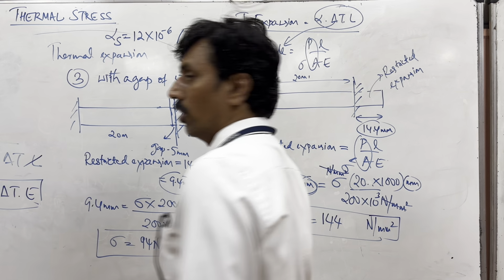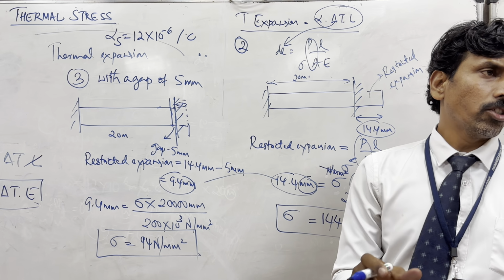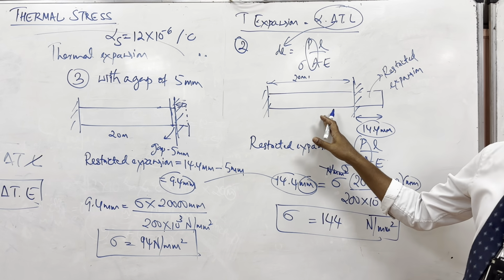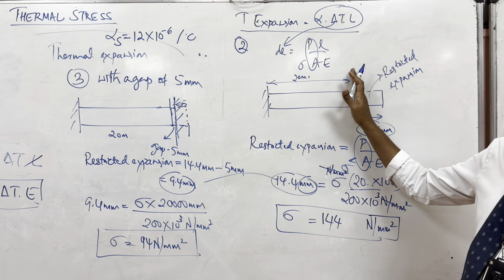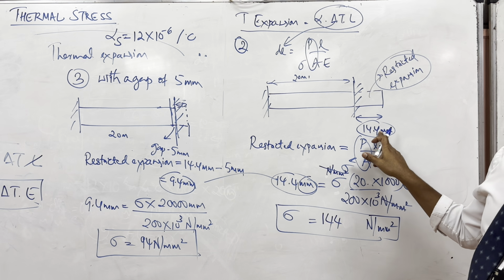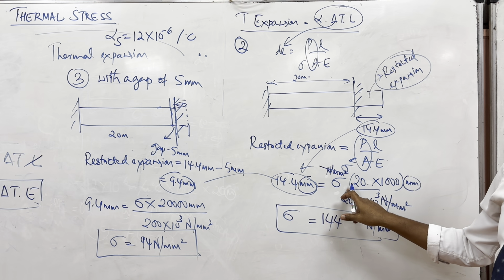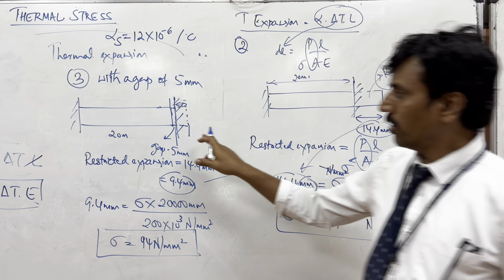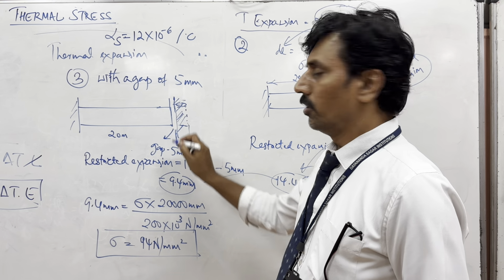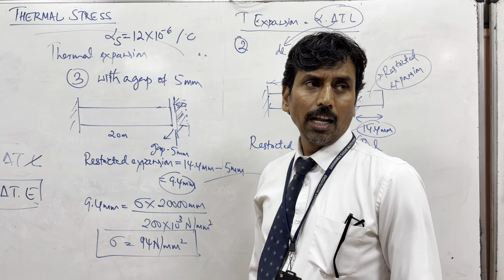So that's in the first case. First case, free expansion, no walls, no stress. In the second case, there is a wall, no gap, all the free expansion was prevented. So restricted expansion was equal to free expansion. So we substituted this value and we got this stress value, sigma L by E. In this case, there is a gap before the wall. So therefore, initially 5 mm, the material expands.